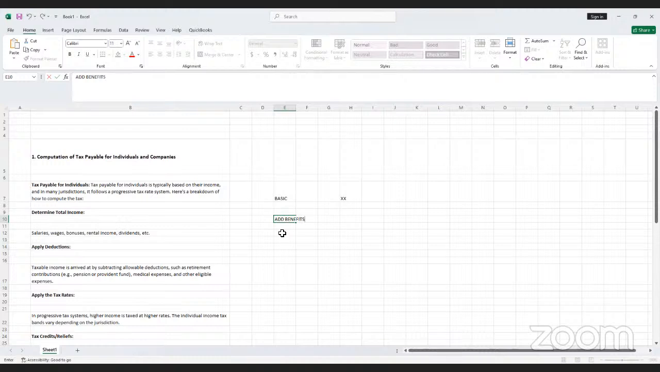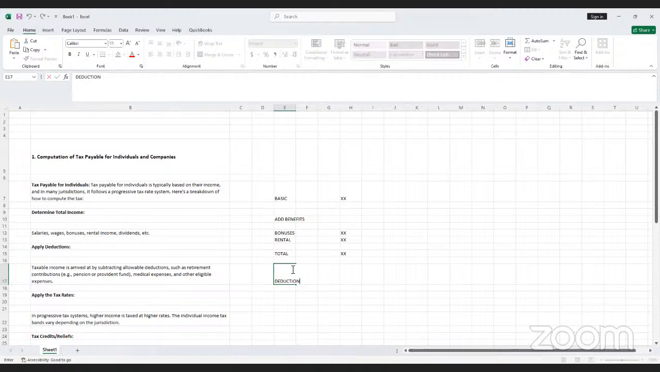These benefits might be bonuses. What else? It might be rental income. Maybe they have rental income, and these are the benefits, also dividends. After that you get the total income from employment, which is the basic plus these, and then you subtract what is called deductions.